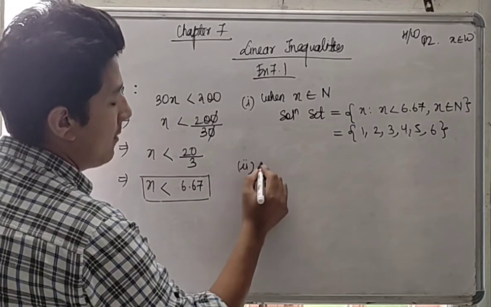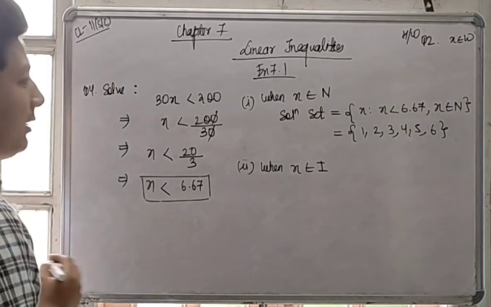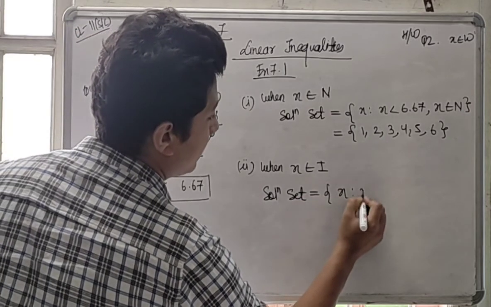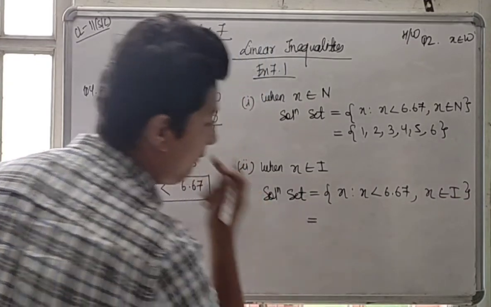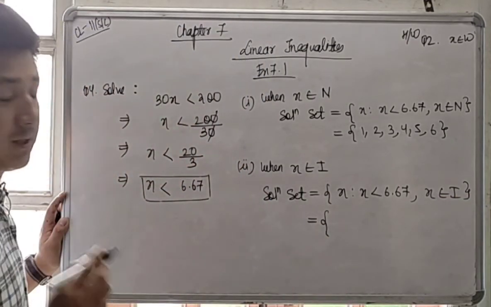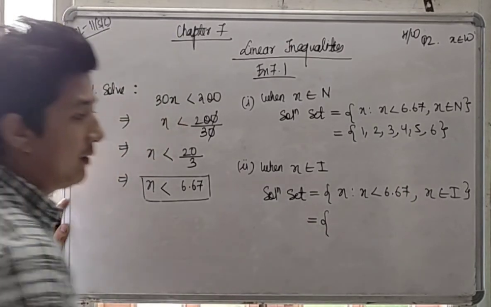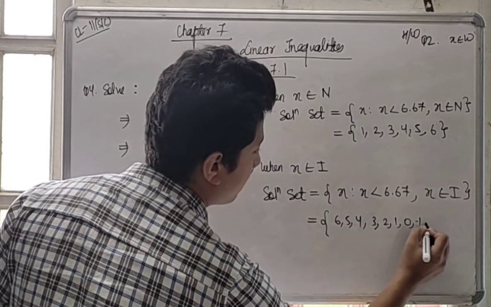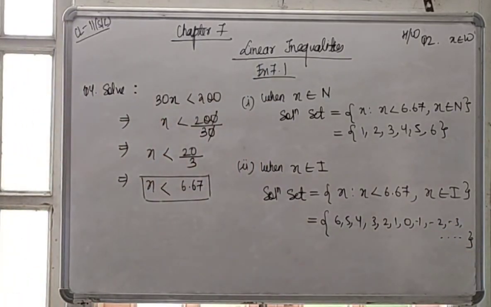Number 2, when x belongs to integers, what will be the solution set? The solution set has to be x such that x is less than 6.67 and x belongs to integers. So it has to start from 6, all those numbers which are less than 6.67. So 6, 5, 4, 3, 2, 1, 0, minus 1, minus 2, minus 3, and it goes on to infinity. All this is the solution set. Please pause the video and note down till here.